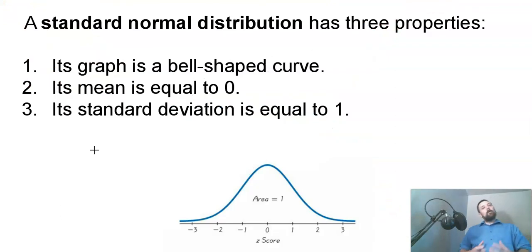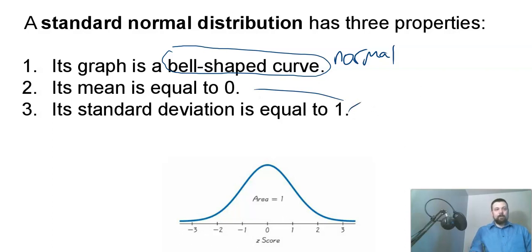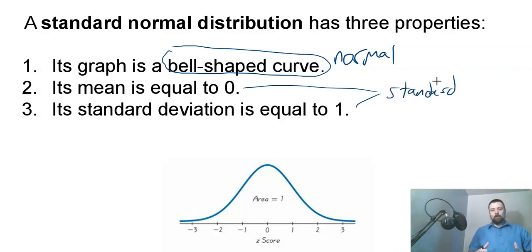A standard normal distribution has 3 properties. Its graph is a bell-shaped curve, just what you see here on the screen. And that's what makes it normal, right? If the graph is a bell-shaped curve, that's what we describe as a normal distribution. To be standard, it has to have these other 2 properties. So these next 2 make it a standard normal distribution.